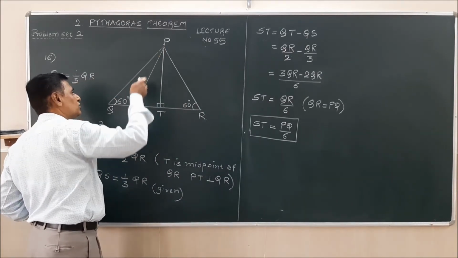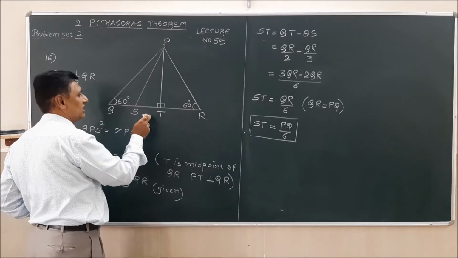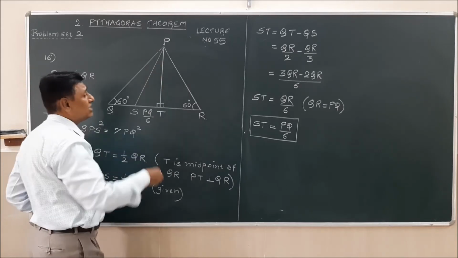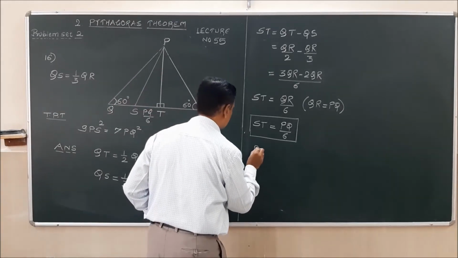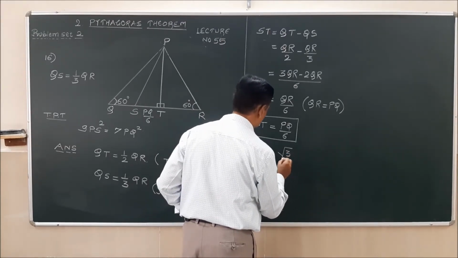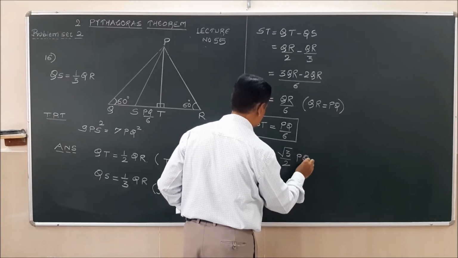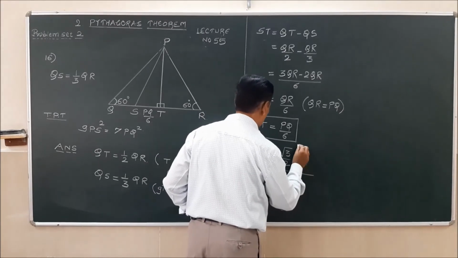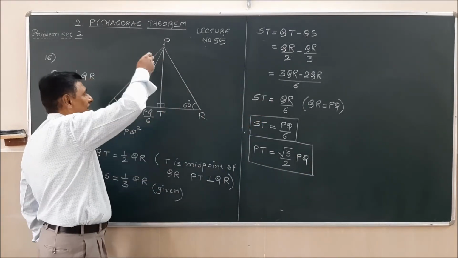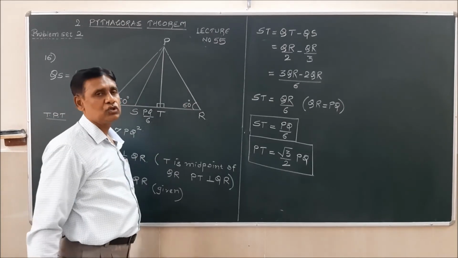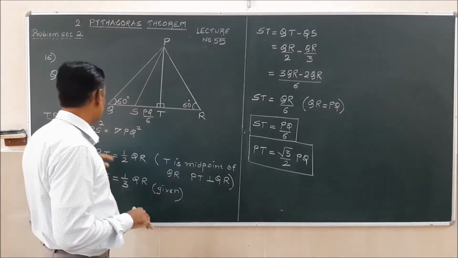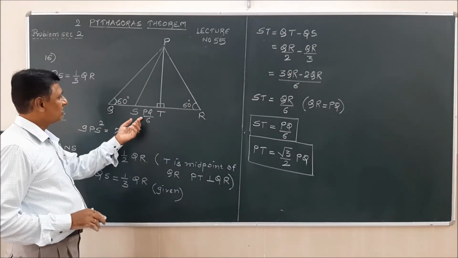Again, I am telling you, I am going to apply the theorem of Pythagoras to PST. I got ST as PQ upon 6. PT is the height of an equilateral triangle, which is root 3 upon 2 into side. Very important. PT is root 3 upon 2 times PQ. Why have I again taken PQ? Very simple, that is the final result I want. Now I got ST, I got PT.